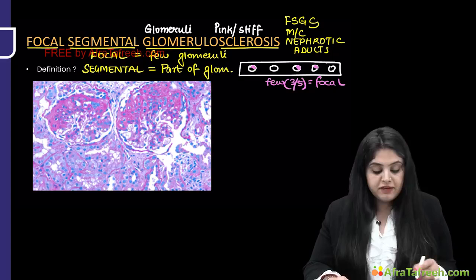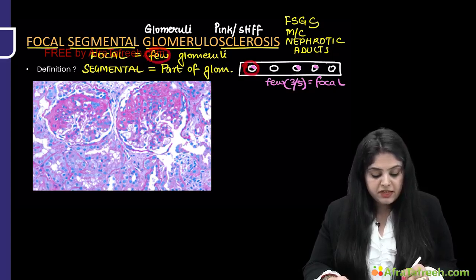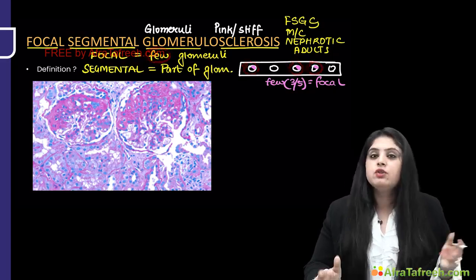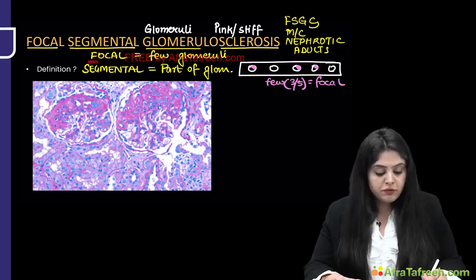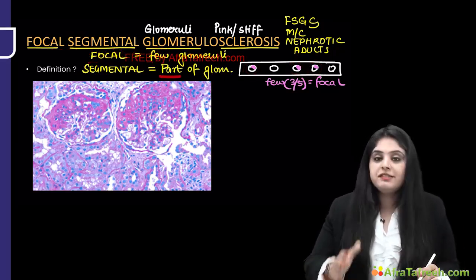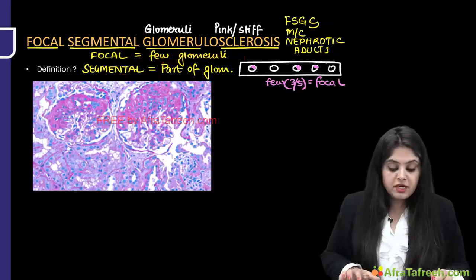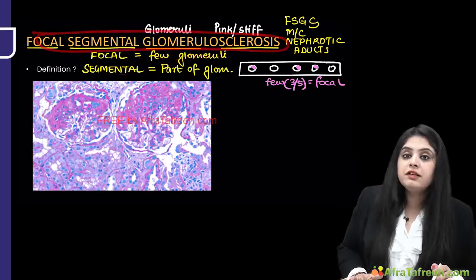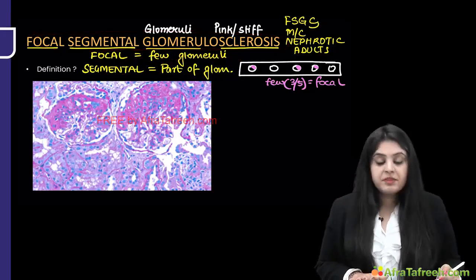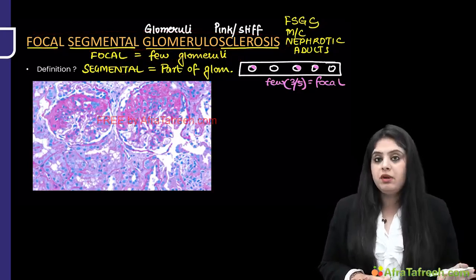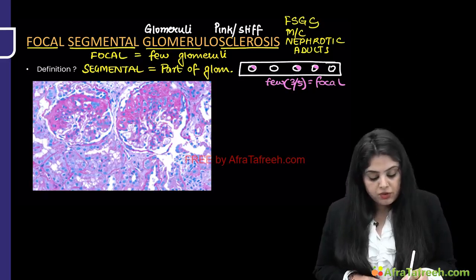So repeating once again, when only few glomeruli are affected, like 3 out of 5 or 2 out of 5, few is focal. The word few means focal. When only a segment or a part is affected, that is going to be segmental. So has everyone understood the meaning of focal segmental glomerulosclerosis? Although you have understood the disease, for your terminology, you should know what the opposites are.